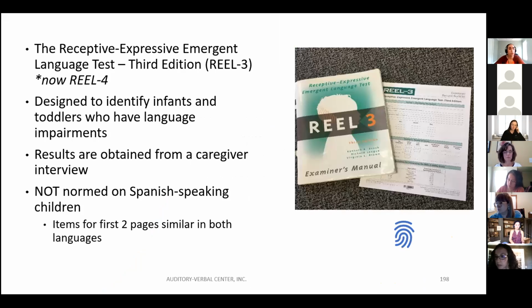Hi there, can I interrupt real quick? We have a question in the chat. If you're totaling all words on the MacArthur, would you count a word once or twice if they say it in both languages? That's a great question.